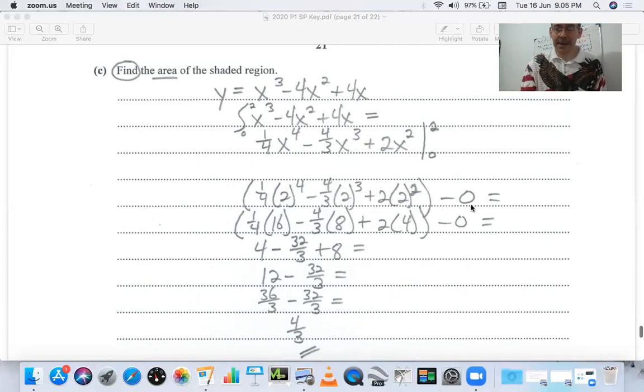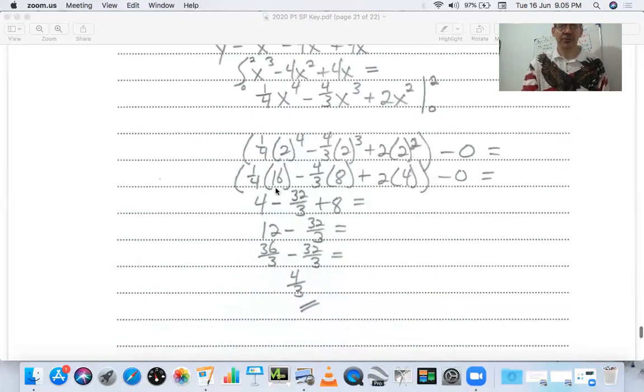All of that minus, now we plug in a 0. Notice 0, 0, and 0. All of that just cancels out to 0. So 2 to the 4th is 16. 16 divided by 4 is 4. 2 cubed is 8. 4 times 8 is 32, so we have 32/3. 2 squared is 4. 2 times 4 is 8.